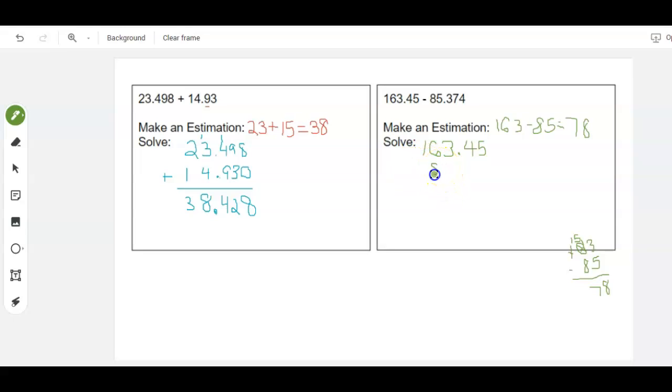I'm going to start it under the 6 because that means it's in the tens place, okay? And that means my decimal is going to line up here. Okay, but I got to annex in a 0. I got to add that in. And it is a subtraction problem, so that means I'll have to start out with a borrow.